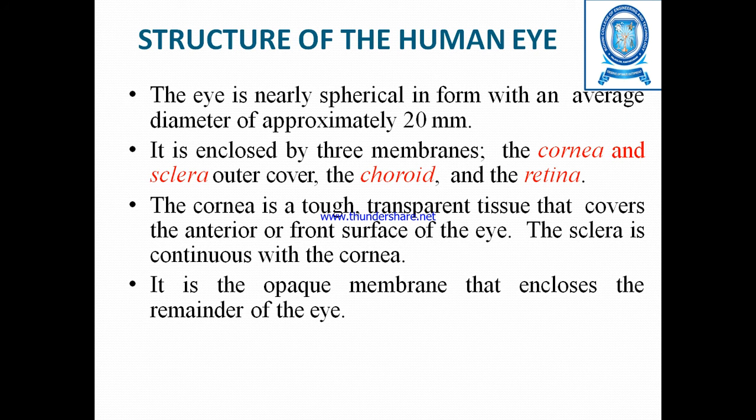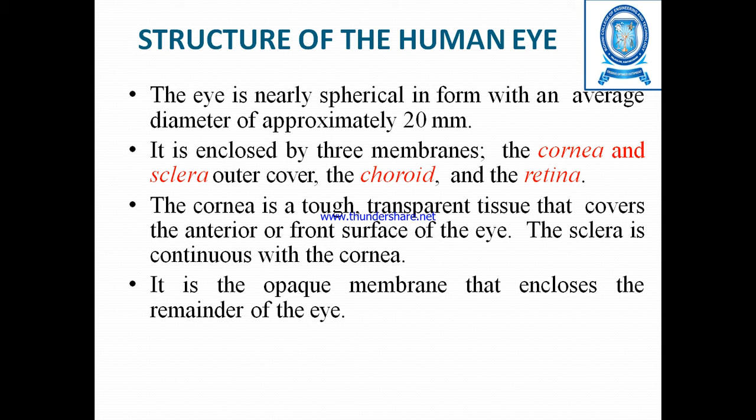So now let's see the structure of the human eye. What is the actual size of the human eye? It is spherical in shape with an average diameter of 20 mm, and it is enclosed by three layers: the cornea and sclera, the choroid, and the retina. The cornea and sclera are called the outer layer of the eyeball, whereas the choroid and retina form the inner layers.